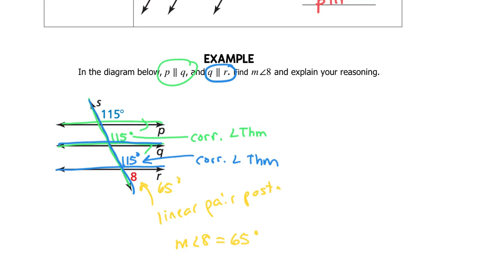So we're technically using the transitive property, right? If P is parallel to Q and Q is parallel to R, then P is parallel to R. So you could technically just ignore Q. If P is parallel to R, then they're congruent using the corresponding angle theorem.